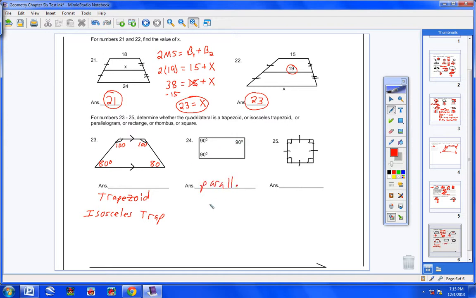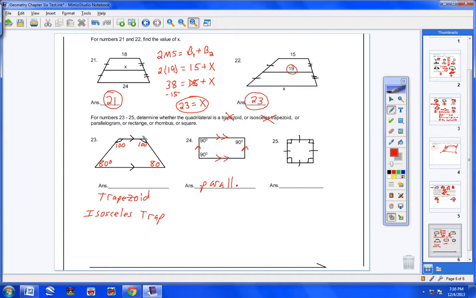But if I have a parallelogram, let's see what else. I know I can't have a trapezoid, that's for sure. It cannot be a trapezoid or an isosceles trapezoid, because any trapezoid at all has only one set of parallel sides. And this object here has two sets of parallel sides, because it's a parallelogram. And if it's a parallelogram, then we know we have two sets of parallel sides. So this cannot be a trapezoid or an isosceles trapezoid. It's a parallelogram. Could it be a rectangle?